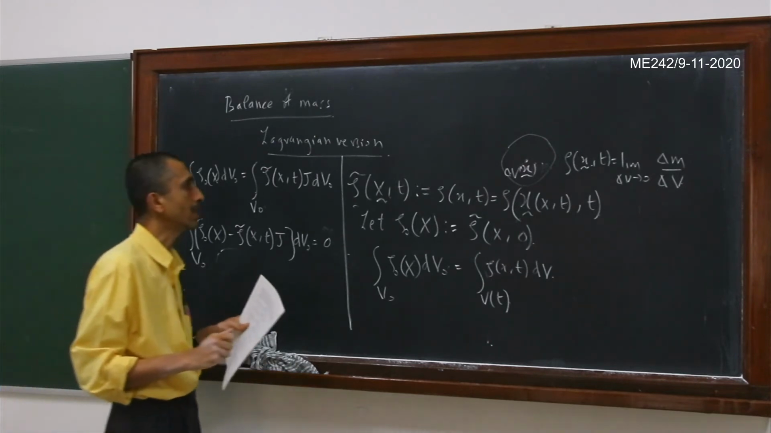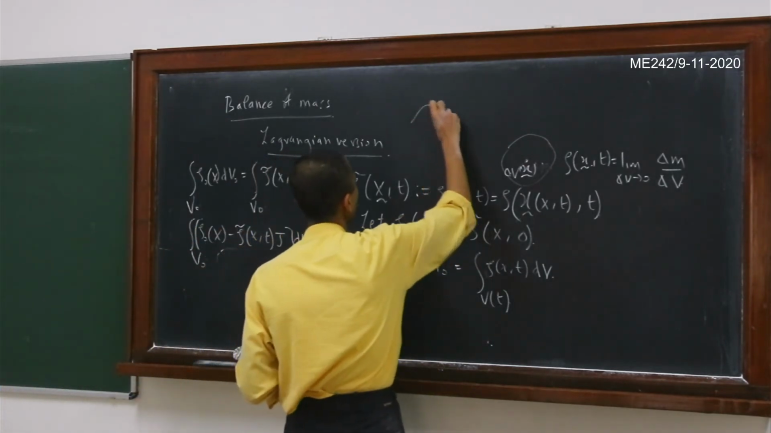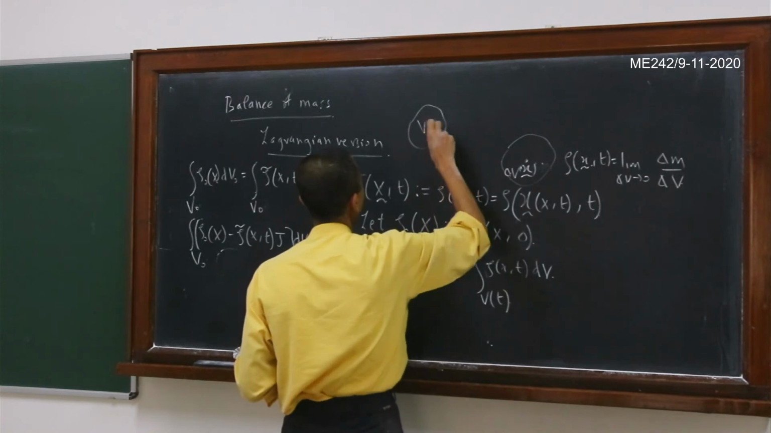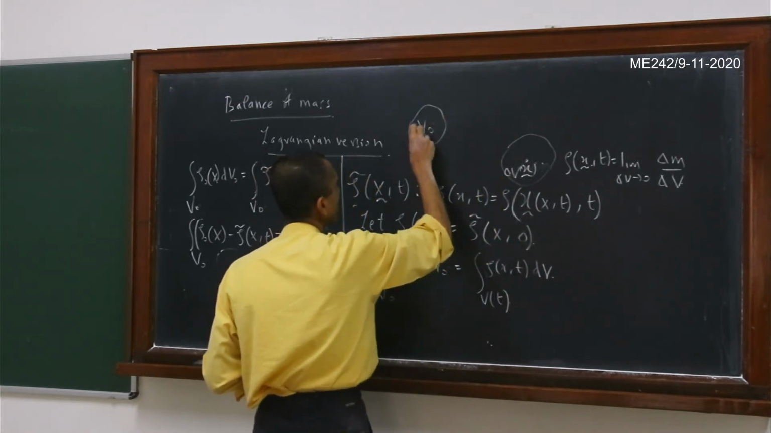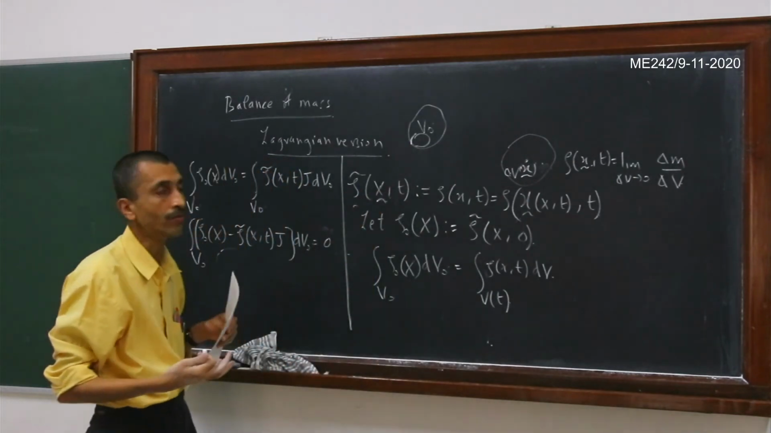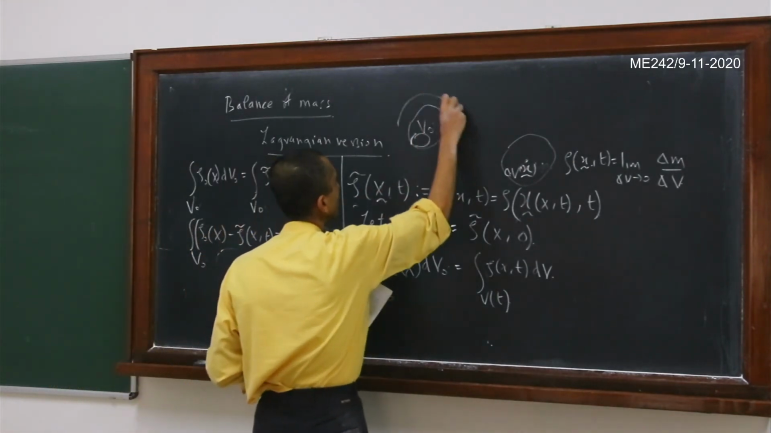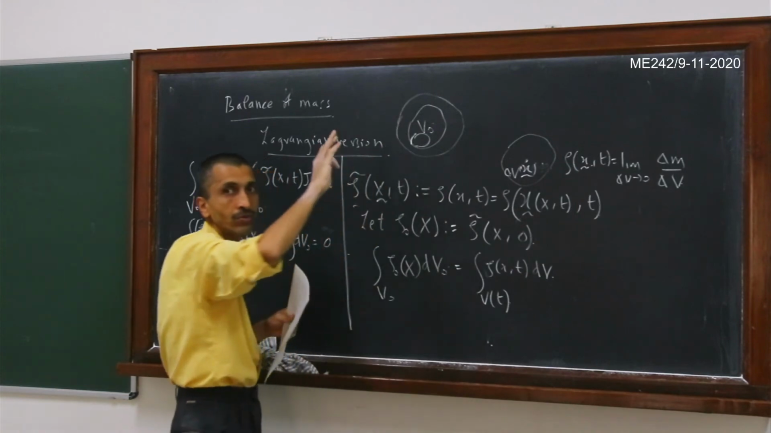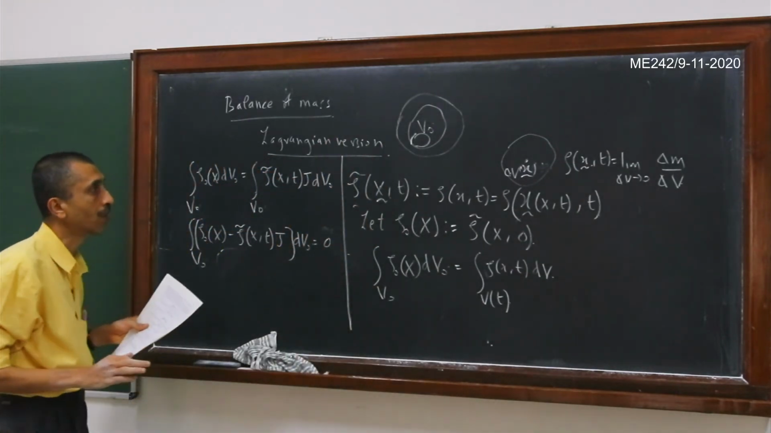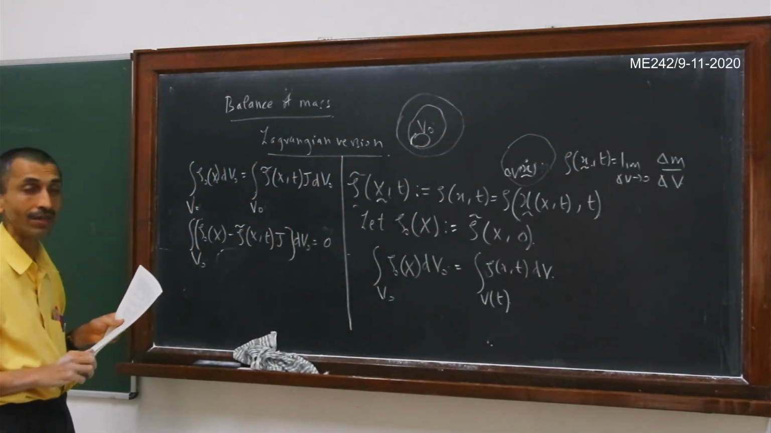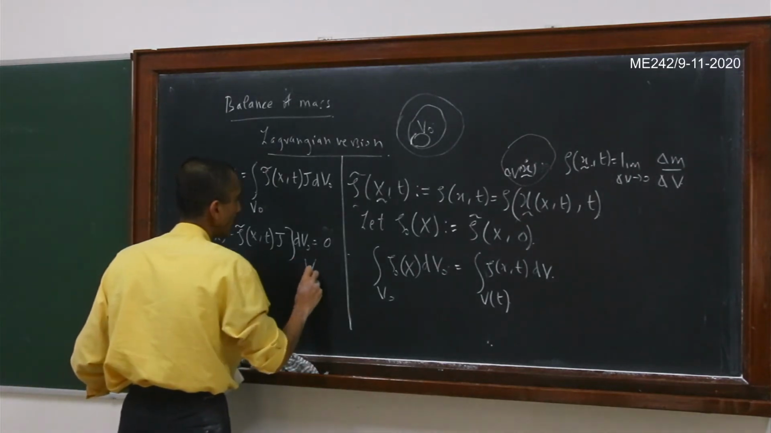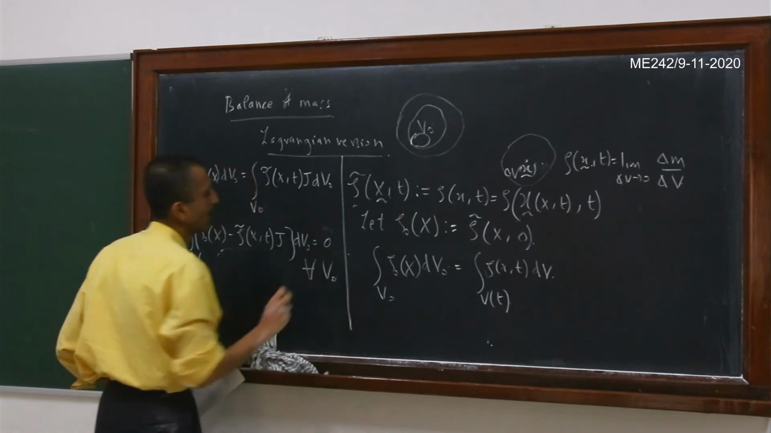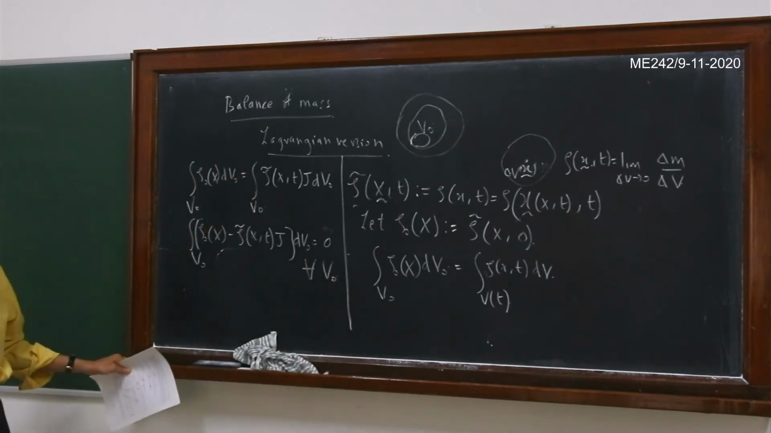Since the choice of V naught is arbitrary, so this is your V naught, right? And then I can take any subset of this V naught as my material volume, or I can take any superset of that as my material volume. So the choice of this V naught is completely arbitrary, right? And so this integral holds for all choices of V naught, and hence I can apply the localization theorem.